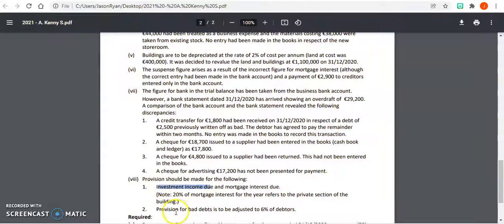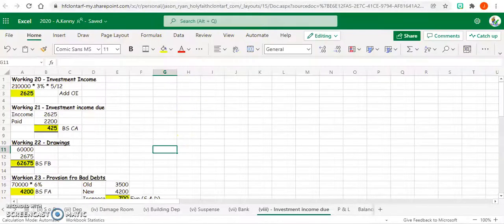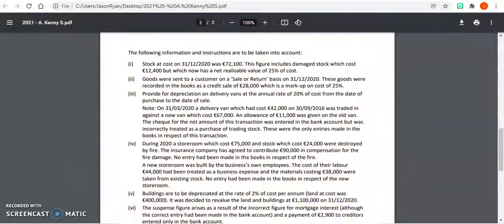And then we also need to provide a provision for bad debts to be 6% of debtors. So we're going to use the new debtors figure we have, calculate 6% of it, see if it's an increase or decrease, and find out what the new provision is. So the first part is then we need to find out our investment income.